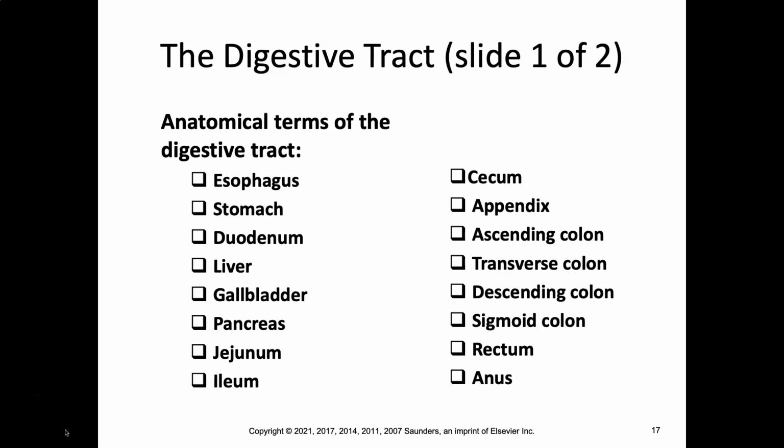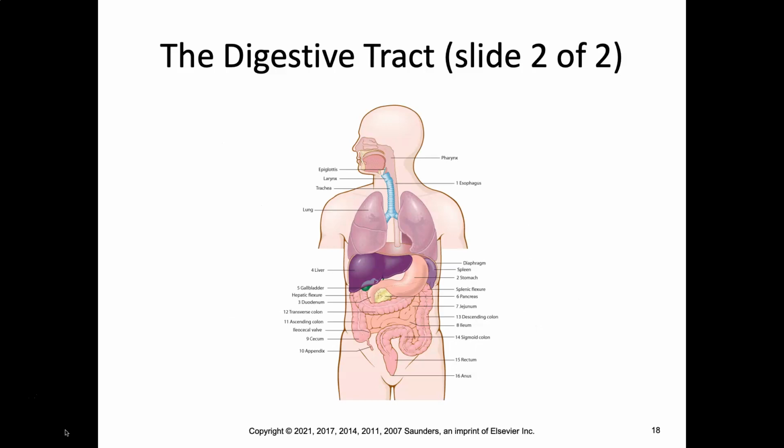With the colon, think about drawing a box. Ascending as you go up, transverse as you go across, descending as you come down. But instead of putting a straight bottom on your box, you're going to make an S for that sigmoid. If you can keep that in mind, you start on the left with ascending, transverse is across the middle, descending is down the right, but at the bottom, instead of putting a flat bottom on your box, do an S, and that's your sigmoid colon. And hopefully that mental picture will help you remember it.